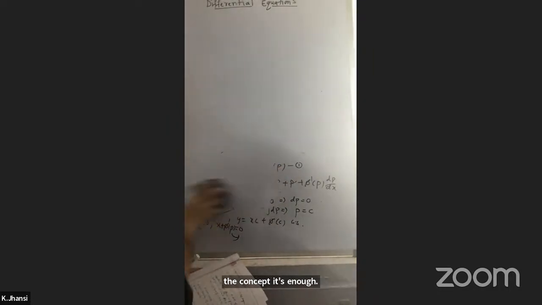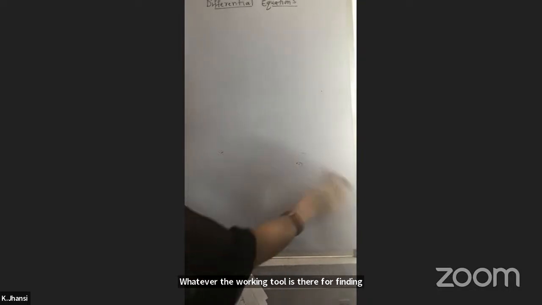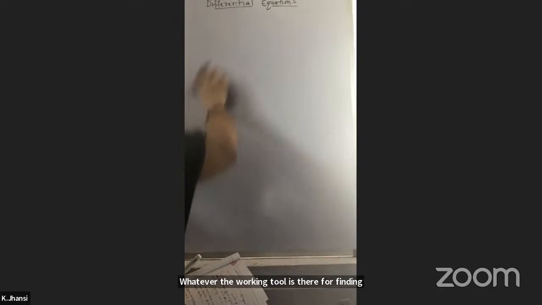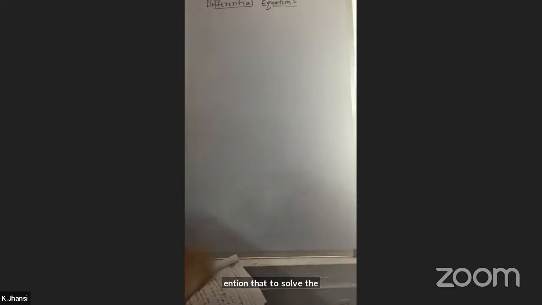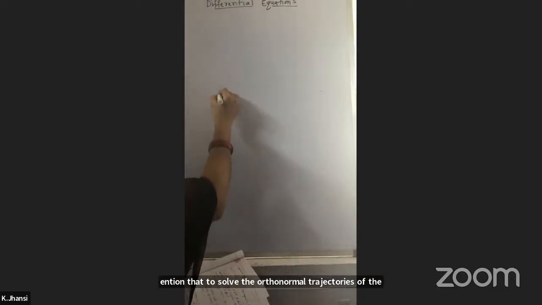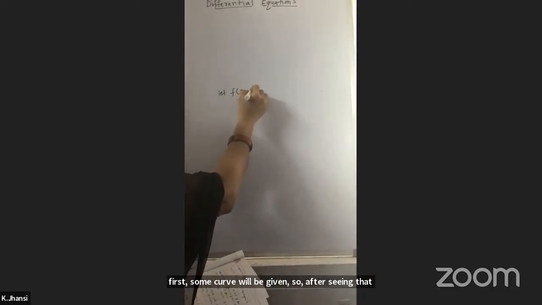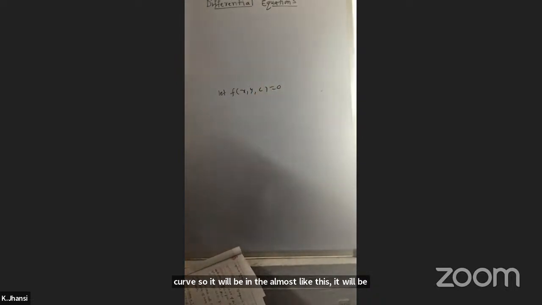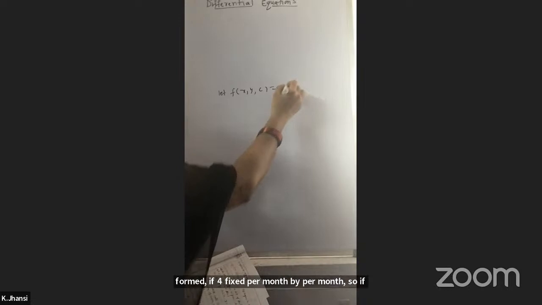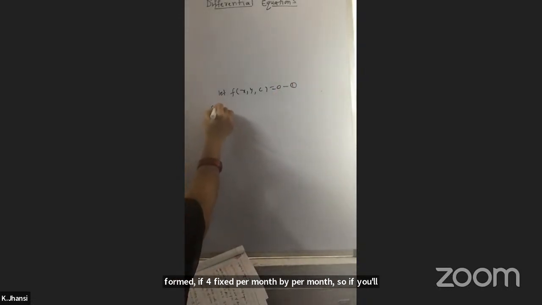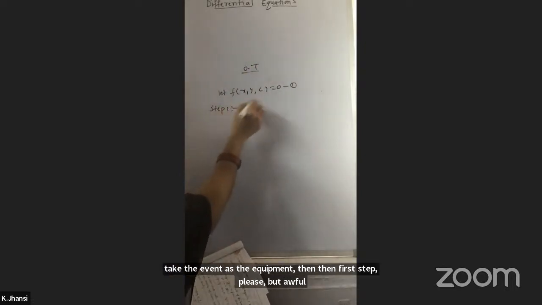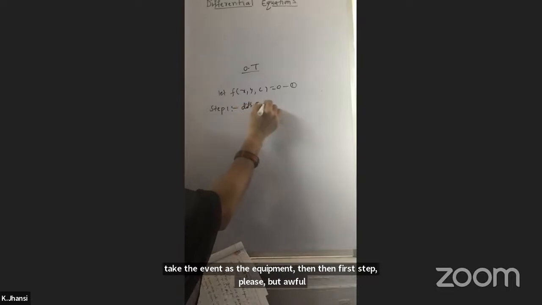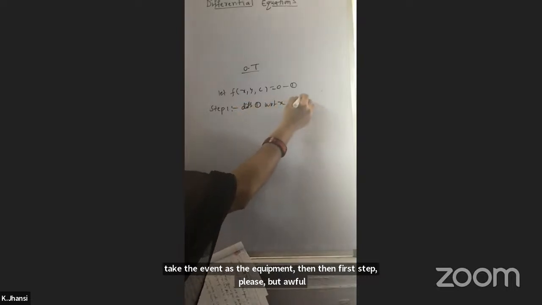The working rule for finding the orthogonal trajectories is this. In the question itself they will mention to find the orthogonal trajectories of the curves. Some curve will be given, which will be of the form f of x comma y comma c equals 0, where c is any constant. If we take the given curve as equation 1, then step 1 is to differentiate 1 with respect to x on both sides.